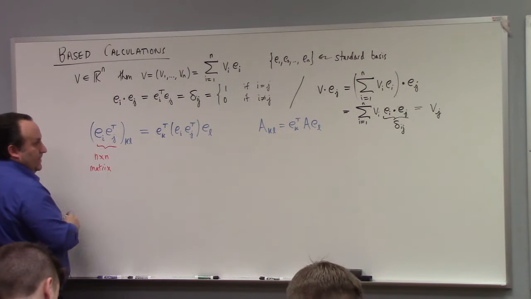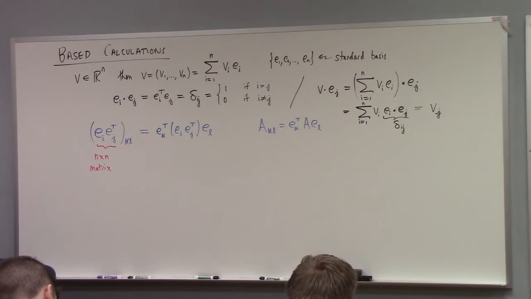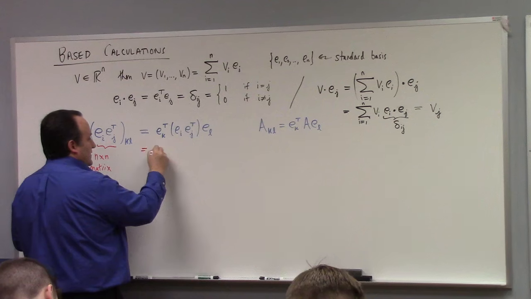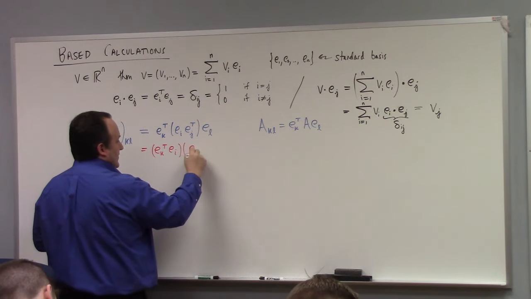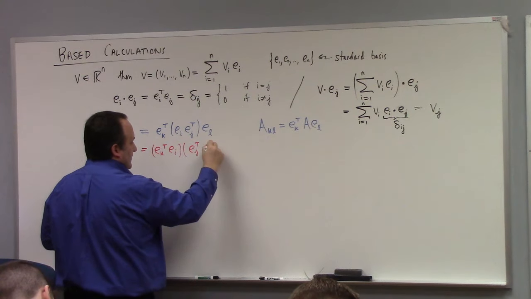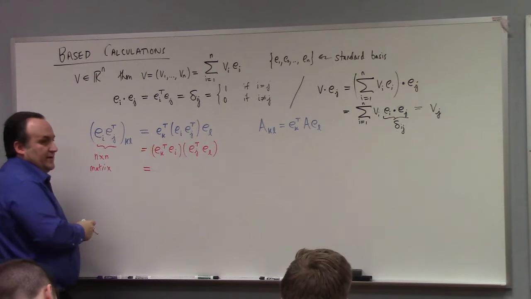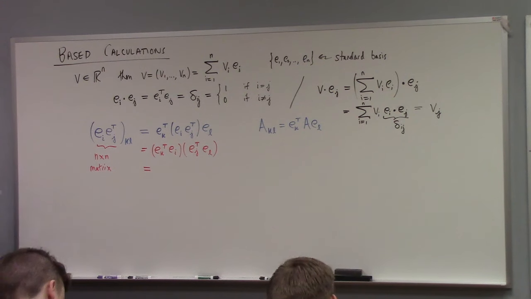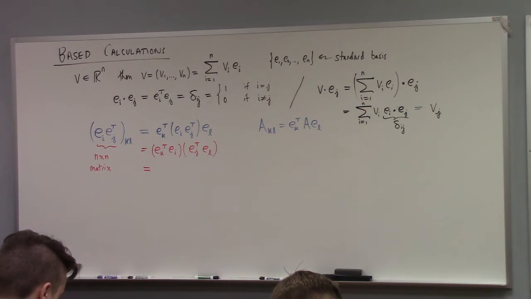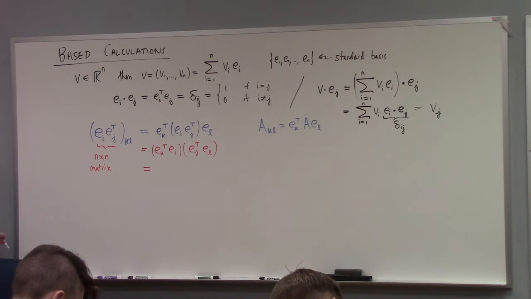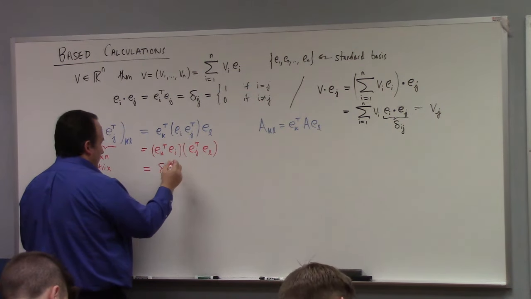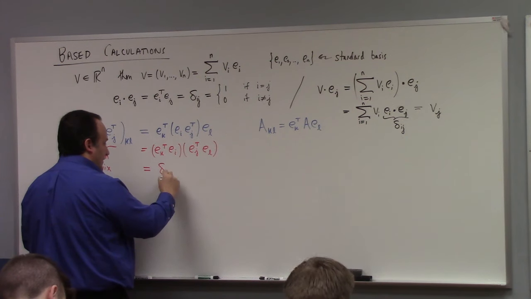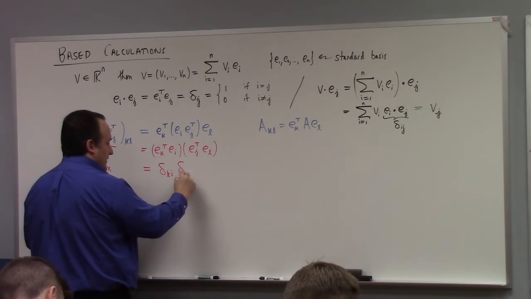But matrix multiplication is associative, so check this out. We can write this as e_k transpose e_i, and then you've got your e_j transpose e_l. Remember, the product of a standard basis transpose and another standard basis is the Kronecker delta. So this right here is a Kronecker delta. I like to write it as delta_ik, but you could write it ki. And this is a Kronecker delta jl.